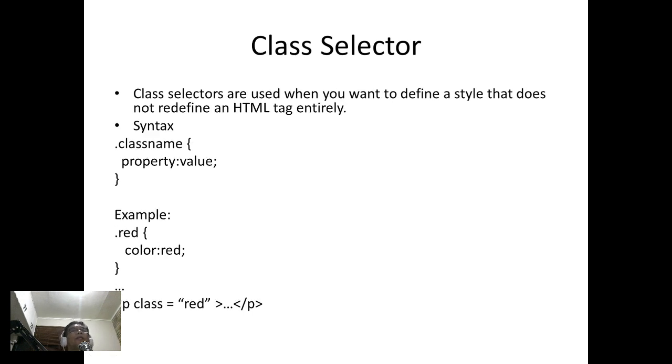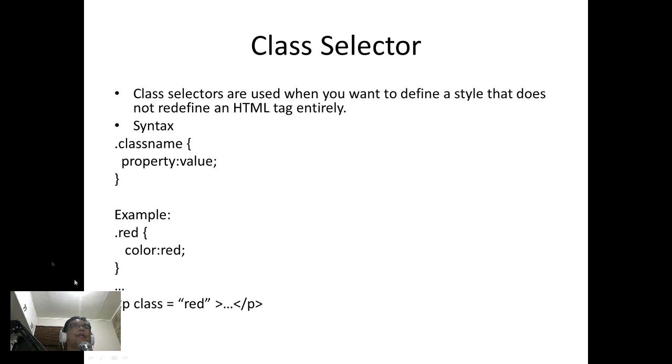Now let's take a look at the class selector. A class selector is used when you want to define a style that does not redefine an HTML tag entirely. For the syntax, we first place a dot before the name of the class, then an open curly brace and a close curly brace, and inside will be the same as the tag selector, property and value.